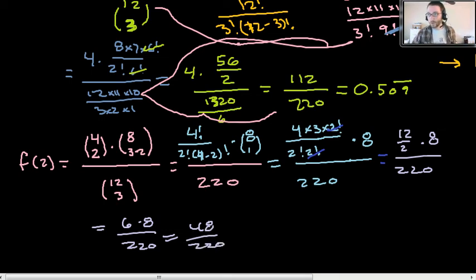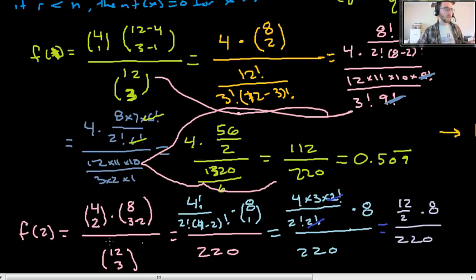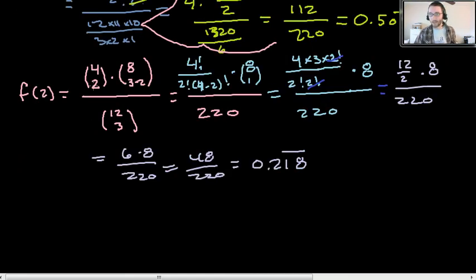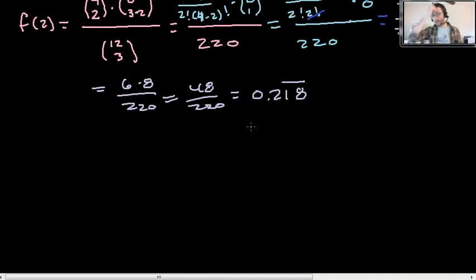And 48 over 220 is about 22%. 0.218. So there you go. That's how we use the hypergeometric function. You could do the probabilities for f of 0 and f of 3 as well. Those will go pretty fast. But I'm not going to do those right now. Hypergeometric. So what else do I want to tell you?